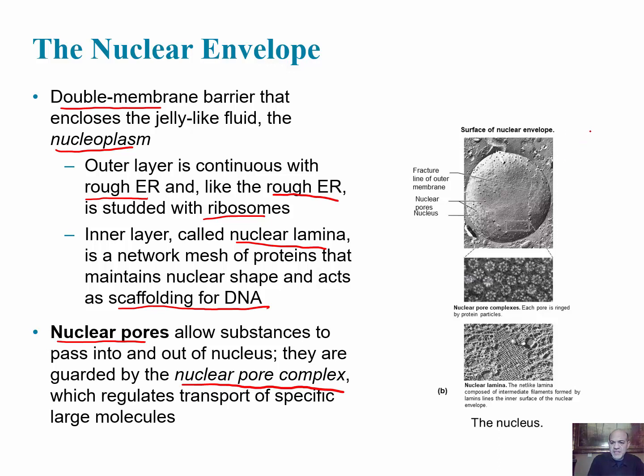Over here we have a scanning electron micrograph showing the surface of a nucleus, looking at the outer membrane, and then if we zoom in, so higher magnification, you can see the nuclear pores. Just circle one right there. And then if we look at the nuclear lamina, which is the inner layer there, you can see this network mesh of proteins that helps provide shape and support for the nuclear envelope.